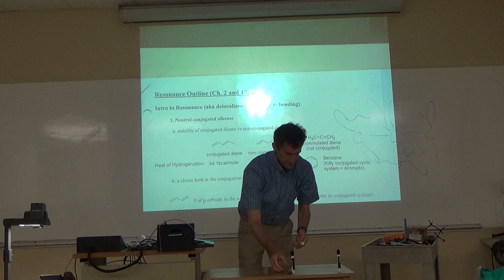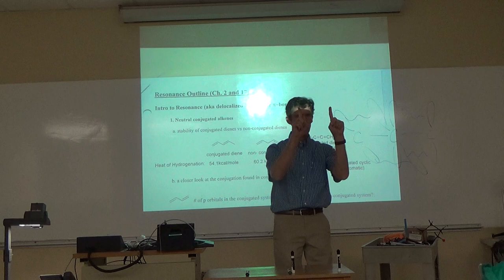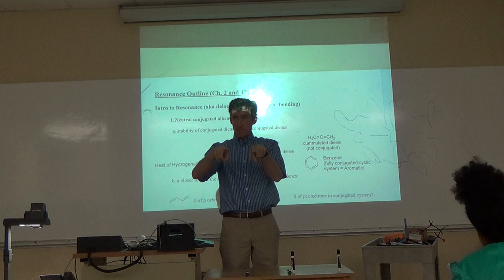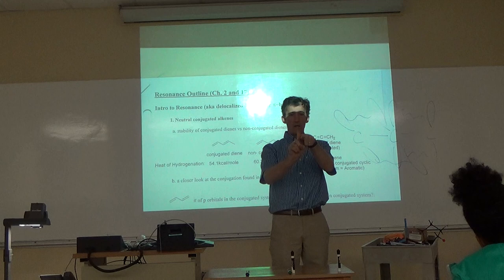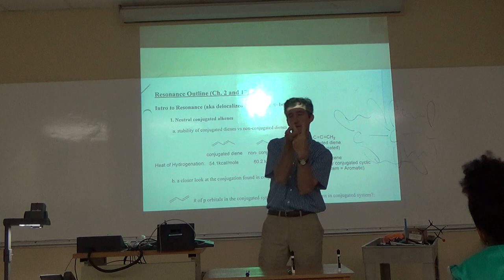Can anybody see that? That's what you got here. You got two p orbitals like this, and then you got two p orbitals like this, because the central one has two p orbitals like that. The one over here is like this to interact with one of those in the middle. But the one over here is like that to interact like that. Here you go. Okay? That's how the p orbitals are.